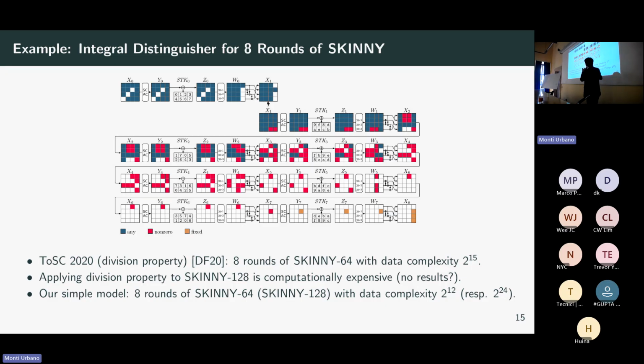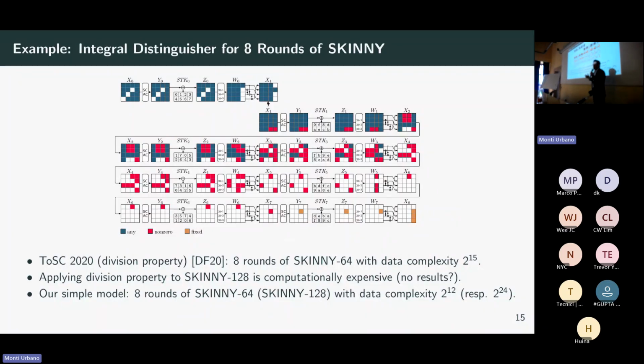For 8 rounds, with our simple strategy, we found an integral distinguisher with complexity of 2 to the power of 12 for SKCAM, let's say 64. But there was another paper, co-authored by Patrick Derbes. They used division property for 8 rounds, and they still couldn't find a better distinguisher. We all know that division property is kind of accurate, much more powerful than our method.